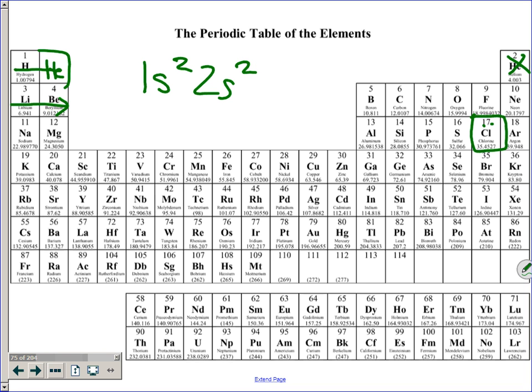I got 17. All right, so I skip, but hey, I'm still in the second period, right? Because I haven't moved levels, so it means I'm still in the second orbital. But now I have to go through all of these.